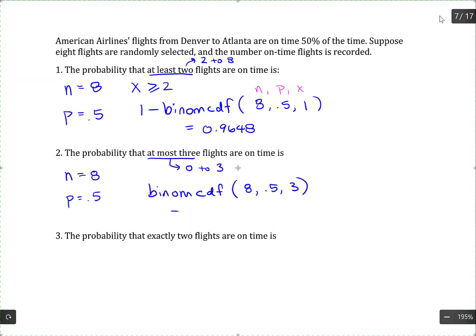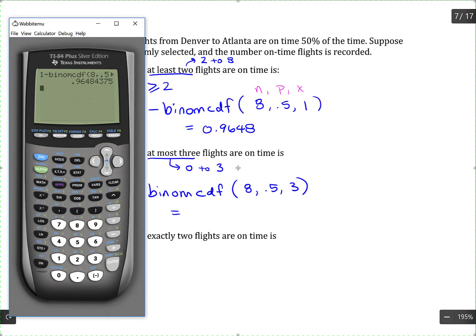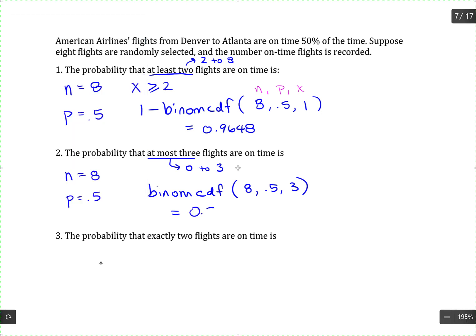So if I do that on the calculator, so you can see it, distribution menu, come down to Binomcdf here, 8, 0.5, 3. We get 0.3633.